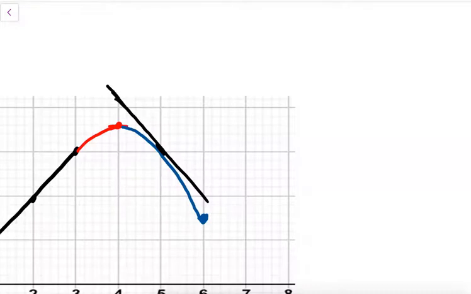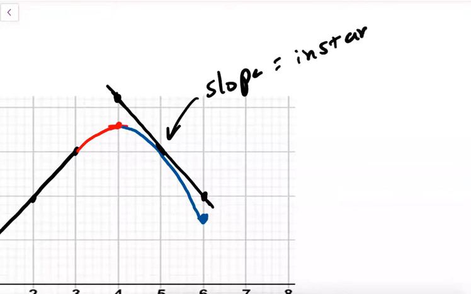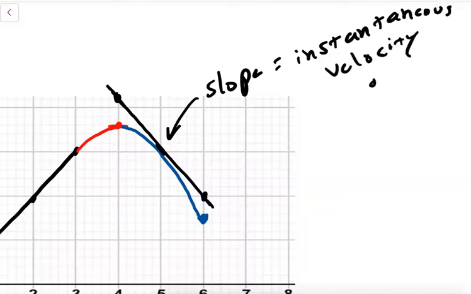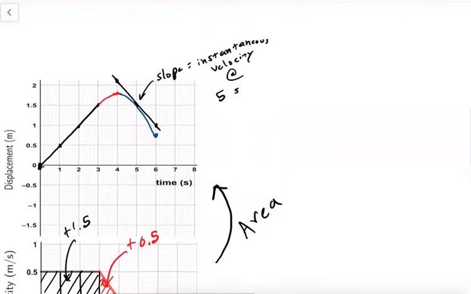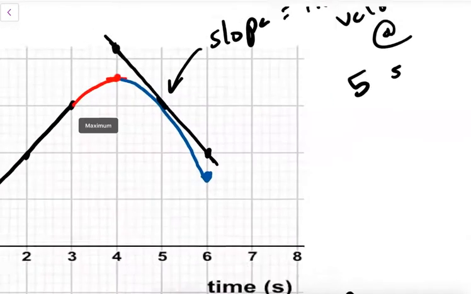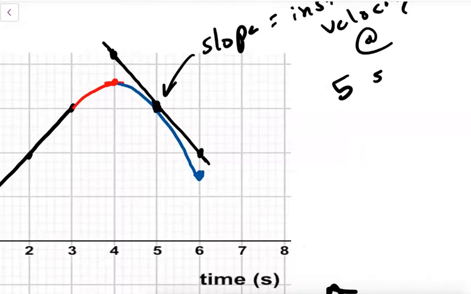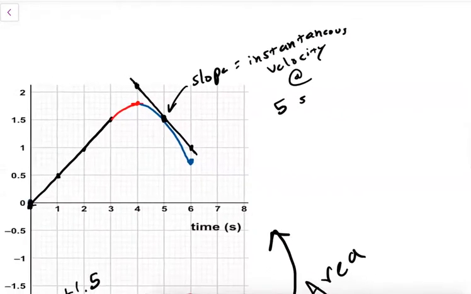Now, of course, I would need a straight edge. And then I would need to take the points on this line. So maybe I'd take this point and this point, and I would find the slope of that line. So the slope of that line is the instantaneous velocity at 5 seconds. Which, if I were to do that correctly, should be negative 0.5. Which looks pretty darn close, right? Yeah, because I'm going through this point as well, and that looks like negative 0.5. So we're looking good.